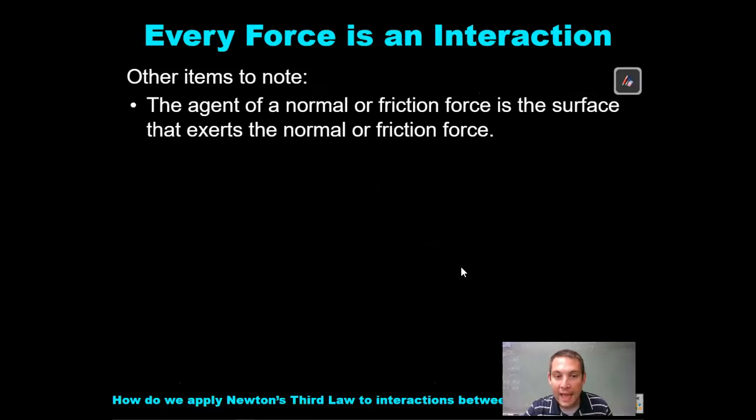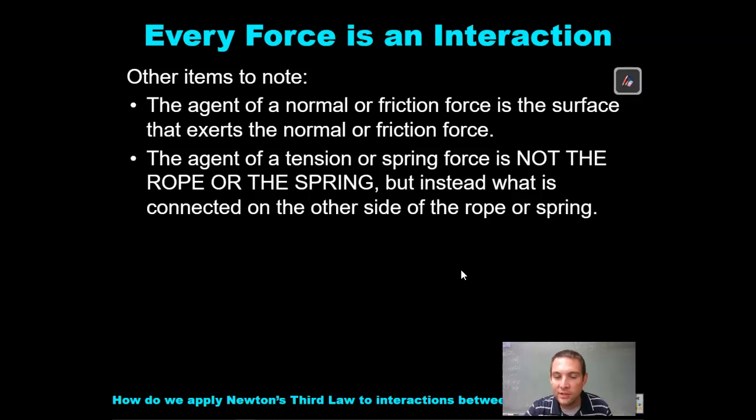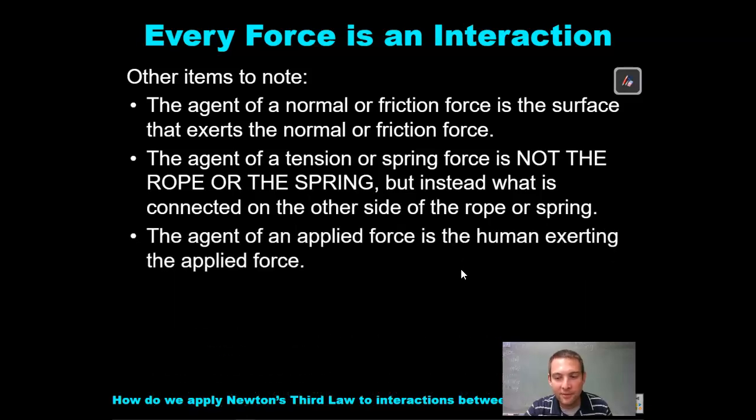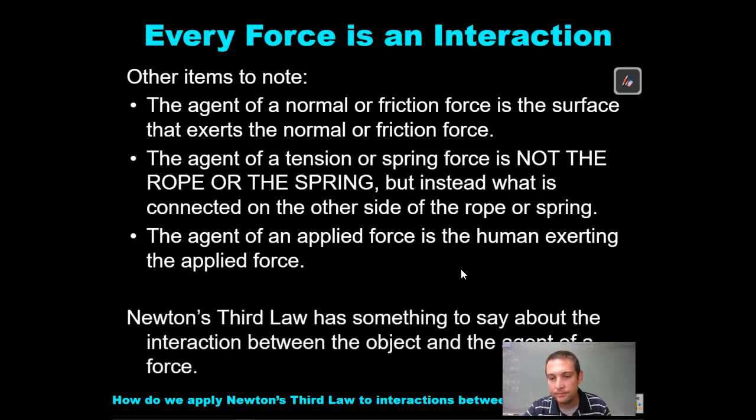Other items to note: the agent of a normal force or friction force is the surface that exerts the normal or friction force. The agent of a tension or spring force is not the rope or the spring, but instead what is connected to the other side of the rope or the spring. The agent of an applied force is the human exerting the applied force. Newton's third law has something to say about the interaction between the object and the agent of a force.